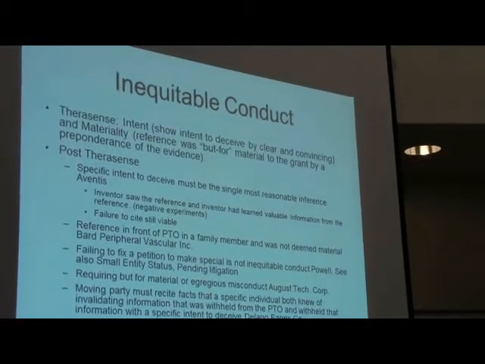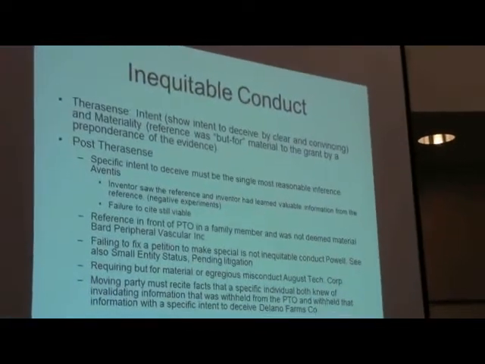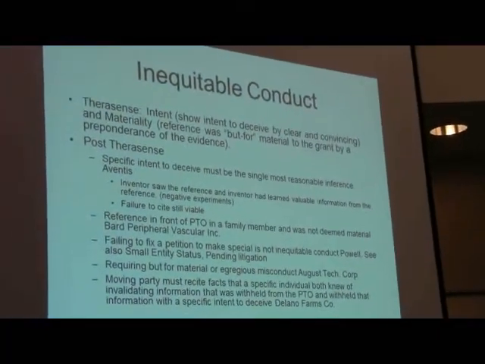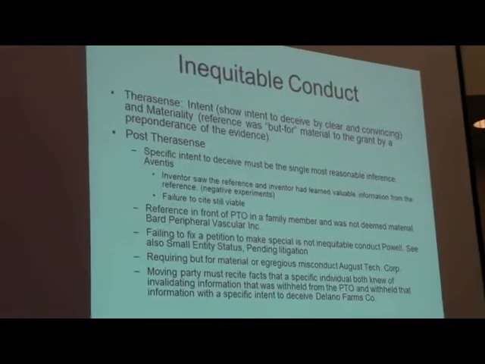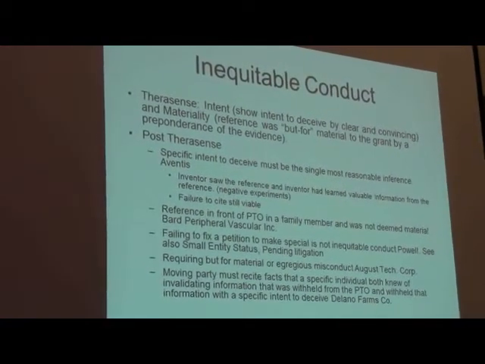Going to talk about, Todd's going to talk about, I'm not going to talk about who's your client, representation. We're not going to get into that. We're going to talk about a couple of important IP issues. And the first is inequitable conduct.